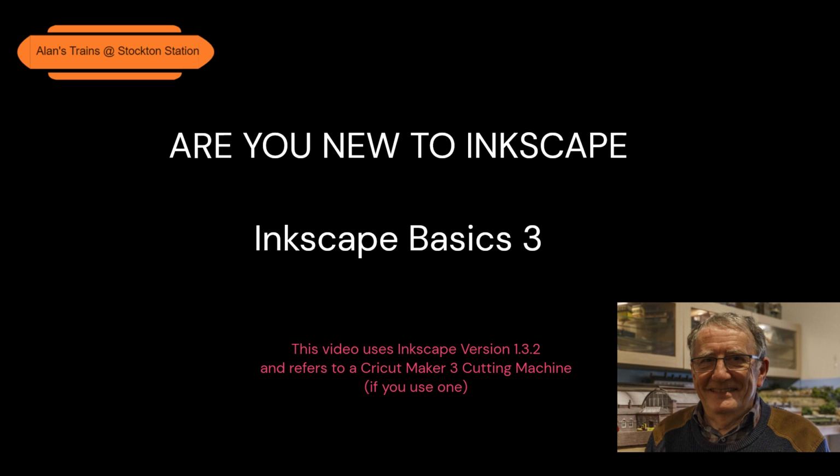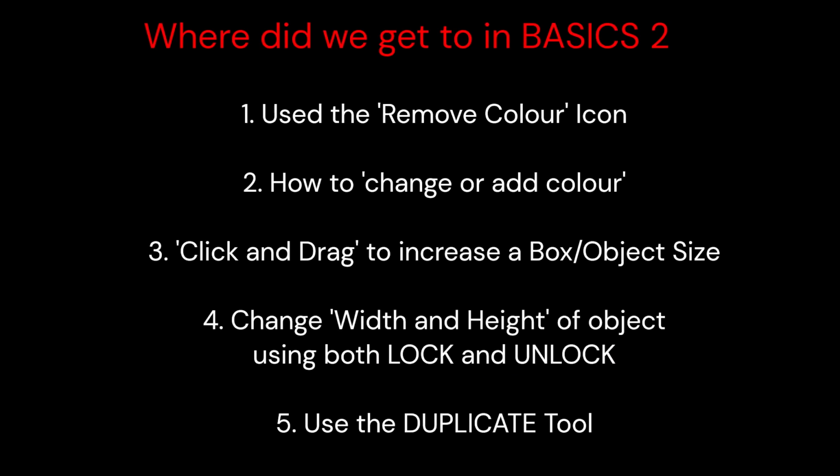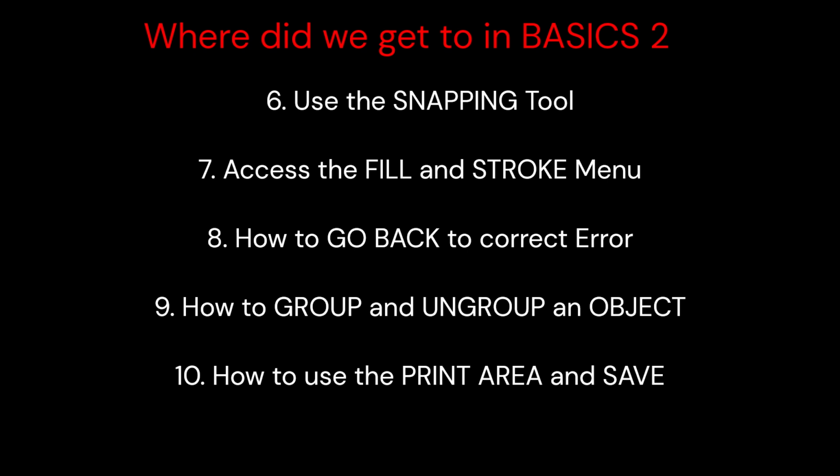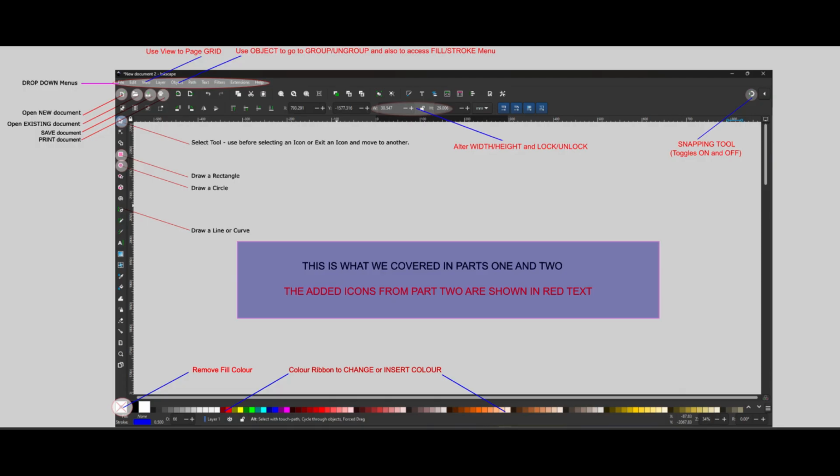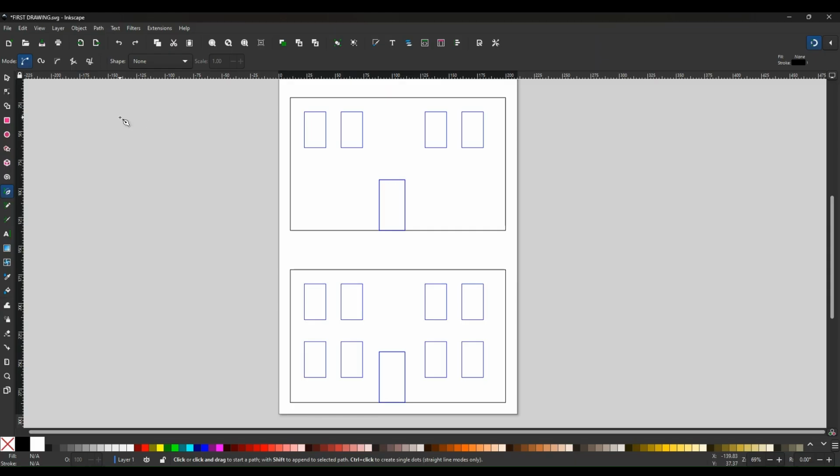Inkscape Basics 3. And where did we get to in Basics 2? I've listed here for you. I've also added the next screenshot, which you might want to print out, which shows you all the icons we used. So this is where we left off. And the first thing I want you to do is make sure the selector tool is blue and that the snapping tool is blue. If not, just click on them and they will go blue.